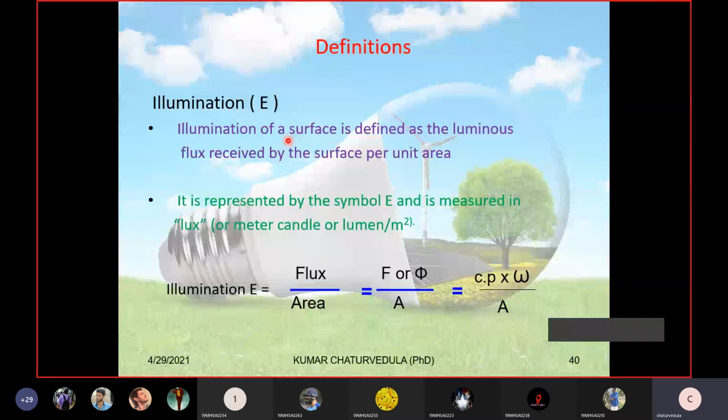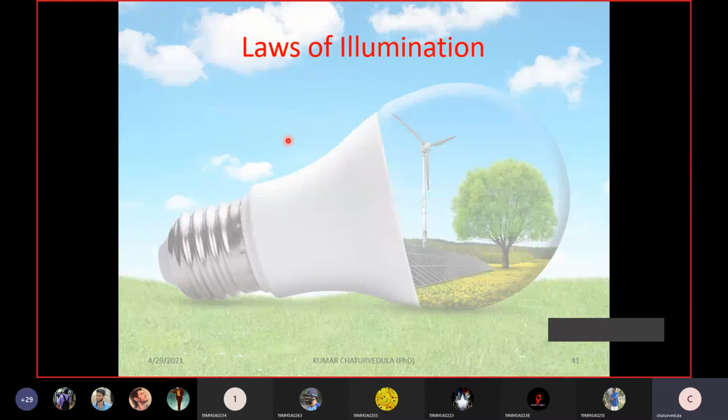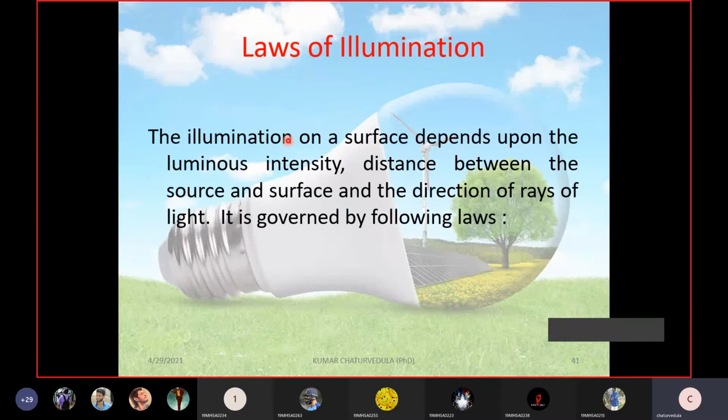Then the loss of illumination. Anybody want to say anything? Okay.